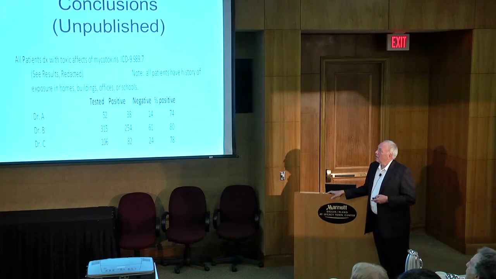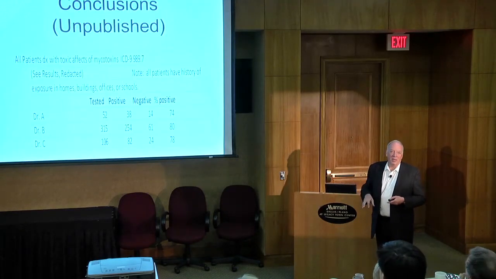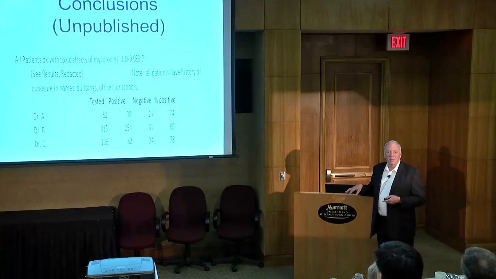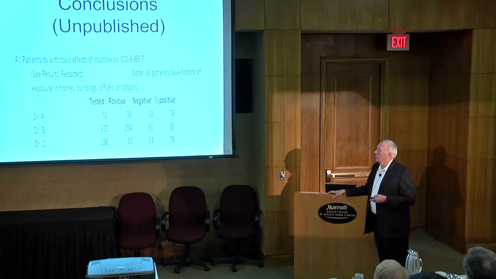So these are conclusions that are unpublished as yet. All patients with toxic effects, using especially 989.7, 74% were positive from Dr. A, 80% from Dr. B, and Dr. C had 78%. And these were docs from different parts of the country. They weren't just from Dallas or EHCD, or they weren't just from Seattle or from the West or East Coast. So this code does help a little bit in helping us decide what kind of patients are positive.